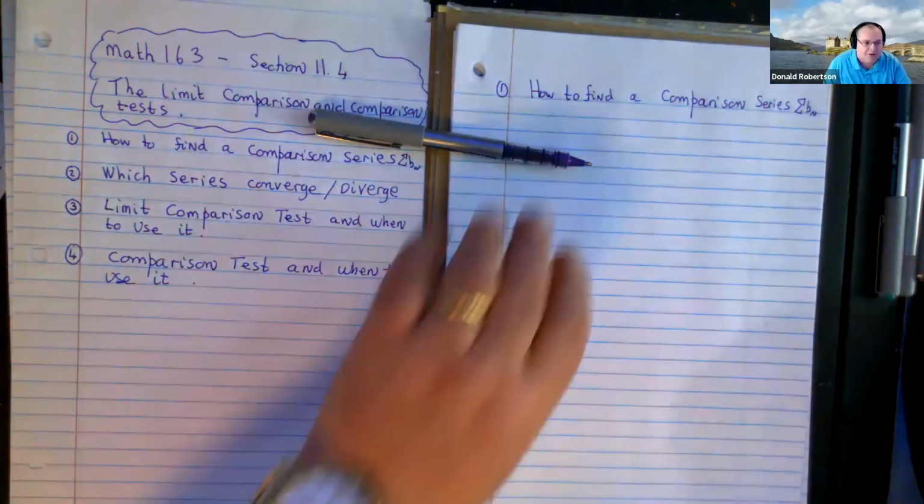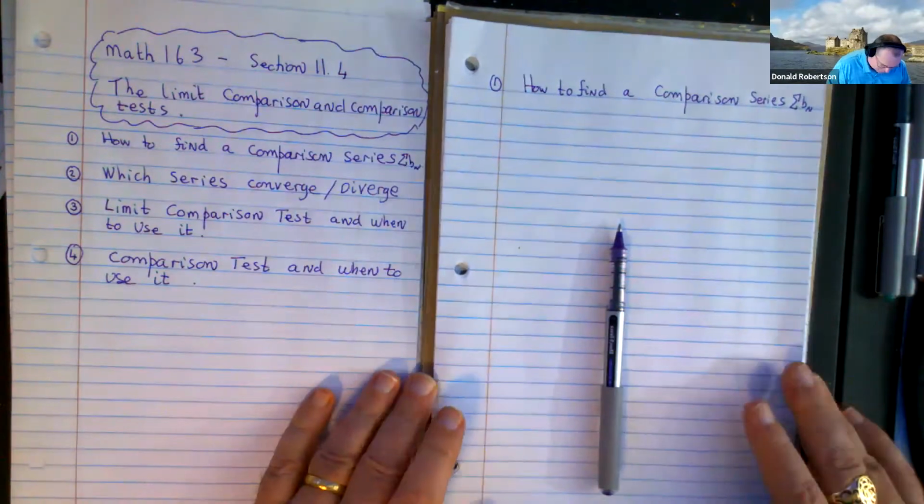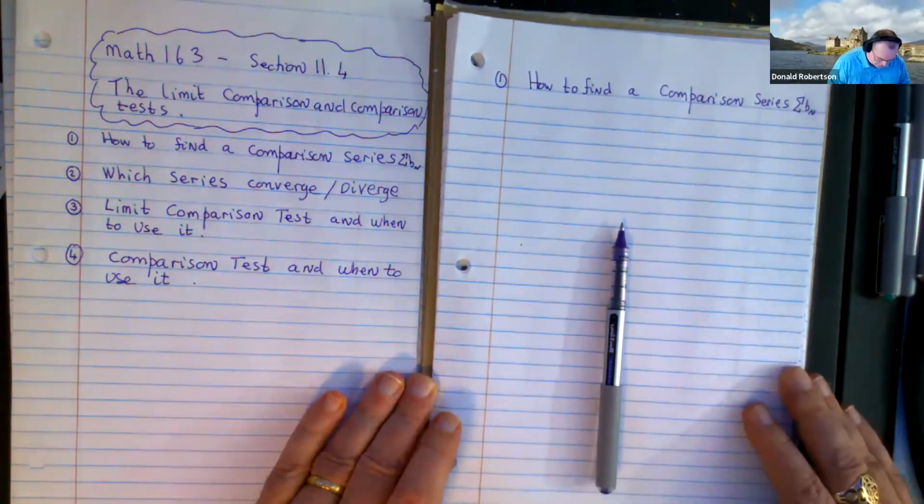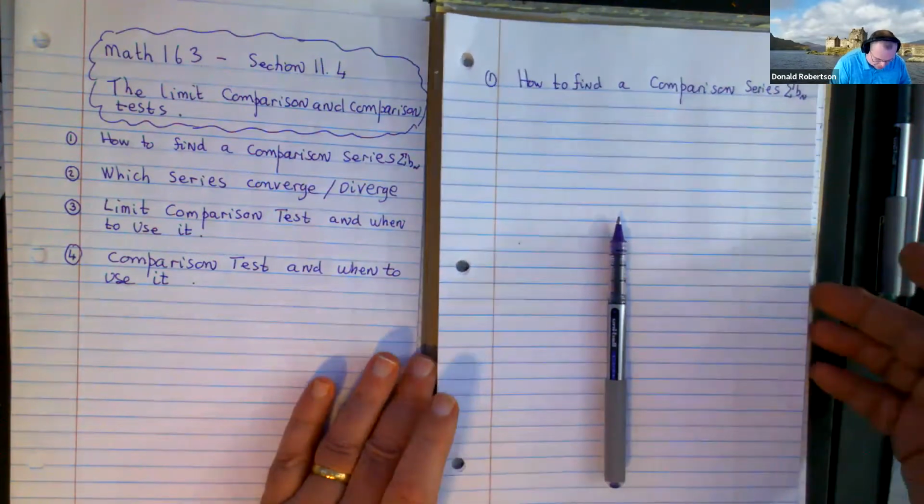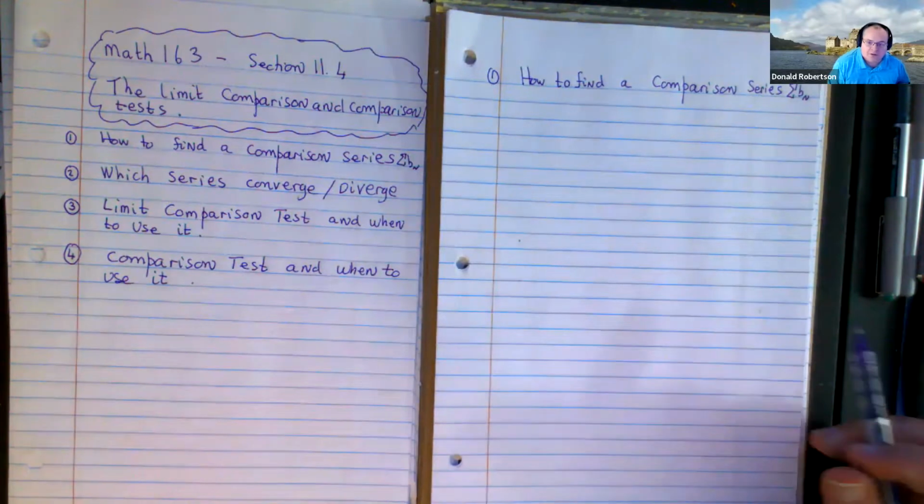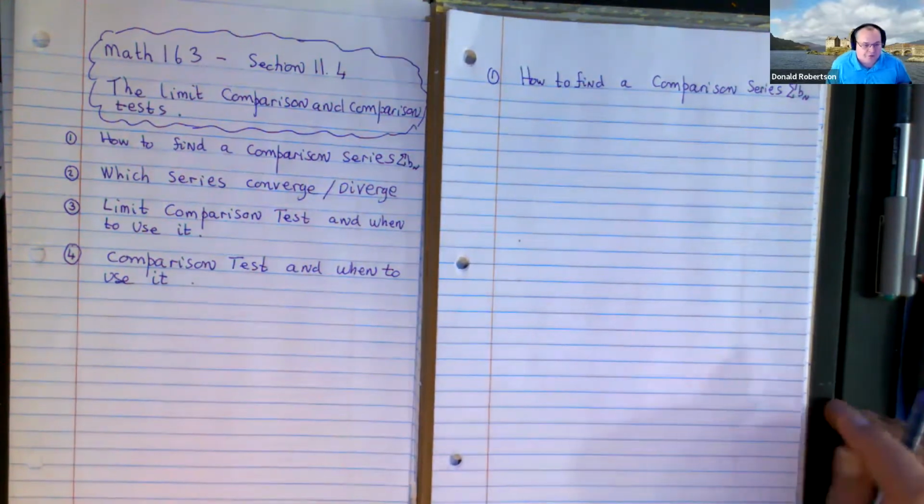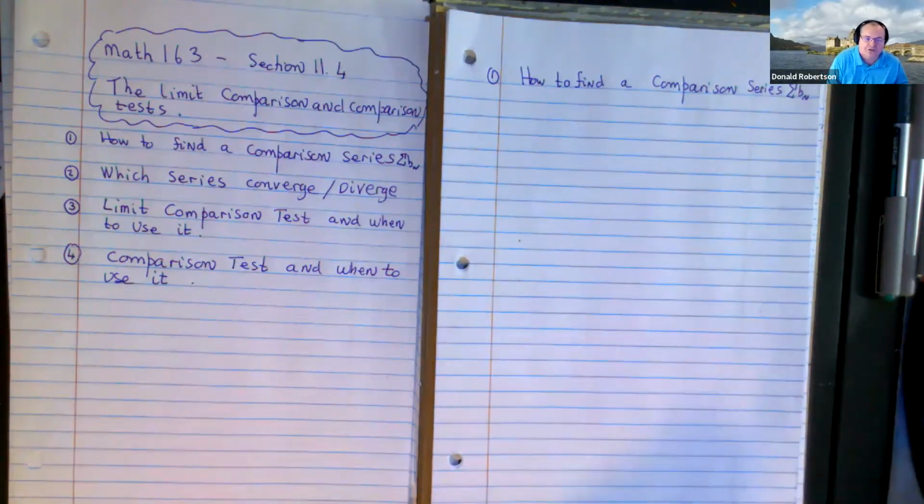So we are going to be looking at today section 11.4. We just finished on Monday the integral test, which is a long test. I mean, each of those questions, if you do them properly, is going to take you a long time. So we're now moving on to a different type of test. There are actually two of them. One of them is called the limit comparison test, which is the major one, the one you'll use most of the time. And then we have a backup test called the comparison test.